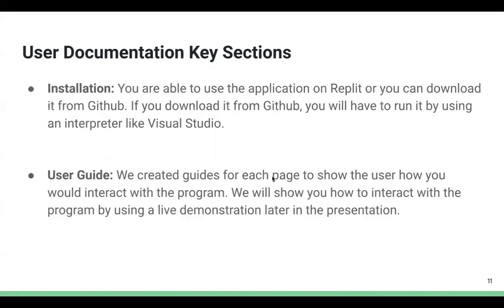And then finally, I think one of the last documents that we'll talk about here is the user documentation. We just did this last week, just kind of a wrapping up of sorts. So installation, you can use the application on Replit, which we will show you later, or you can download from GitHub, which if you need the link, you can just ask us. And then if you download it from GitHub, you will have to use an interpreter like Visual Studio or any other interpreter that you can find online. And then a user guide, just kind of like a pamphlet, just a helping hand for a user if they were able to use our application.